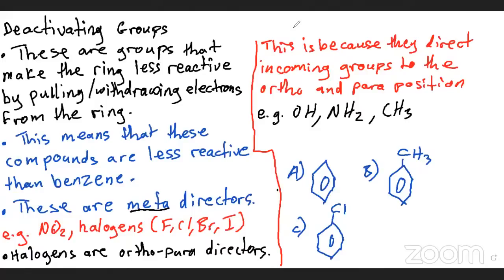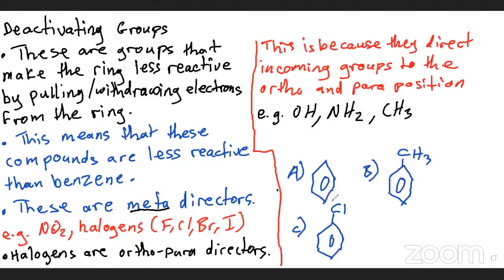Halogens are both ortho para. No, halogens are just ortho para directors. C then A then B, sir. All right. Anybody else who wants to share their answer? CAB. All right. Also say CAB, sir. Right. I agree. Good. CAB. Yes, CAB is correct.